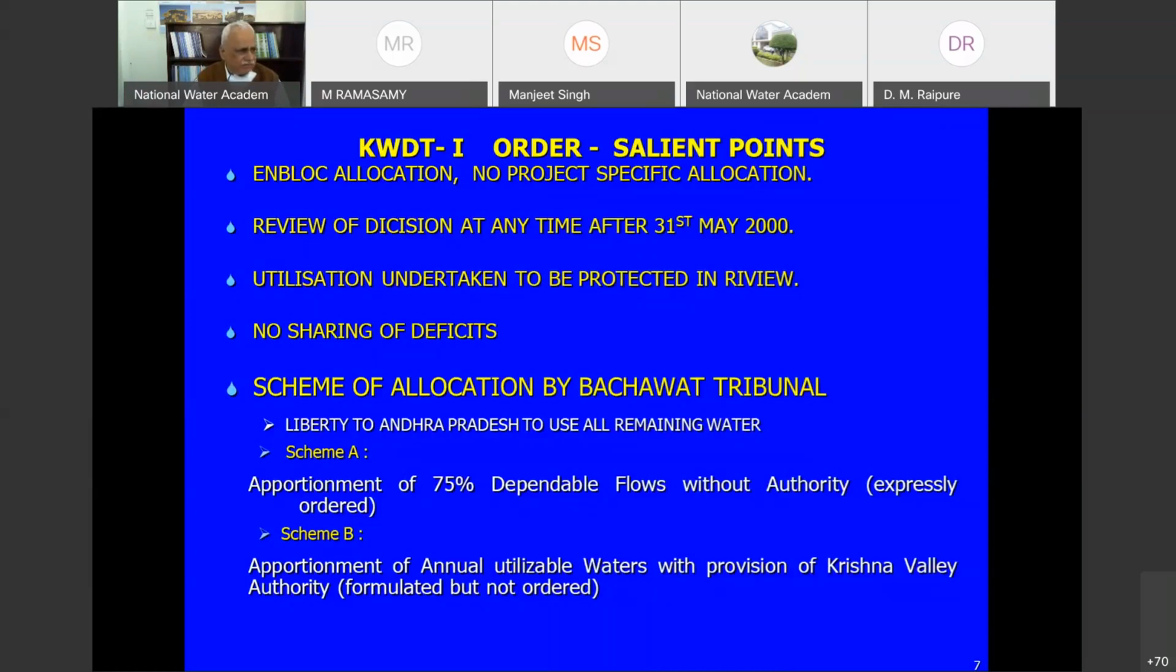It allocated the water to the states as 120 TMC, 180 TMC and 50 TMC approximately to Maharashtra, Karnataka and Andhra Pradesh, and total utilization permitted was 560, 700 plus 25, 34 and 11 TMC as return flows. But a distinction has been made by this tribunal that this allocation which has been permitted is in block and it is not allocation.